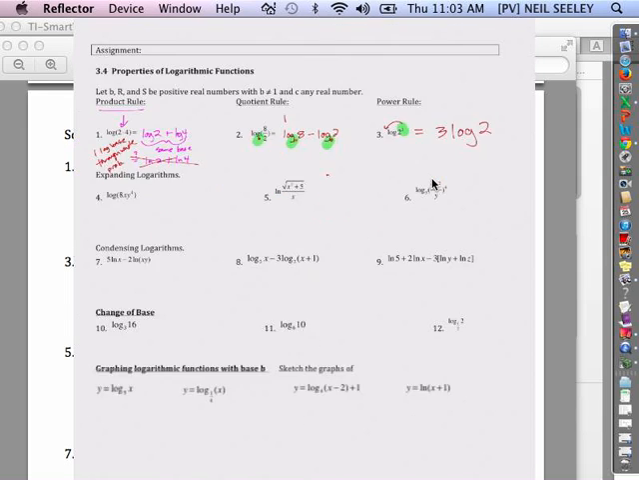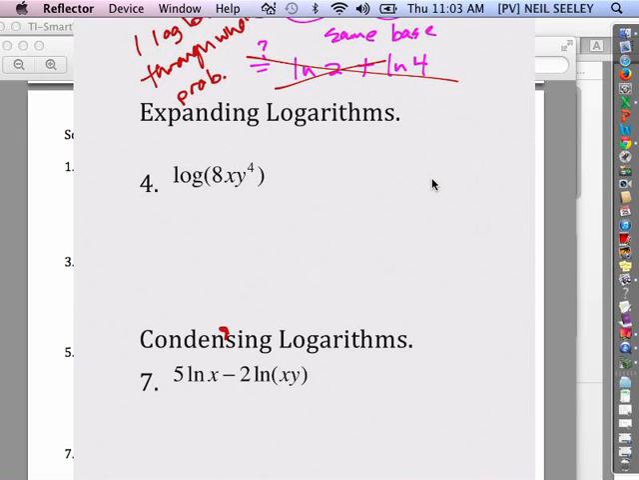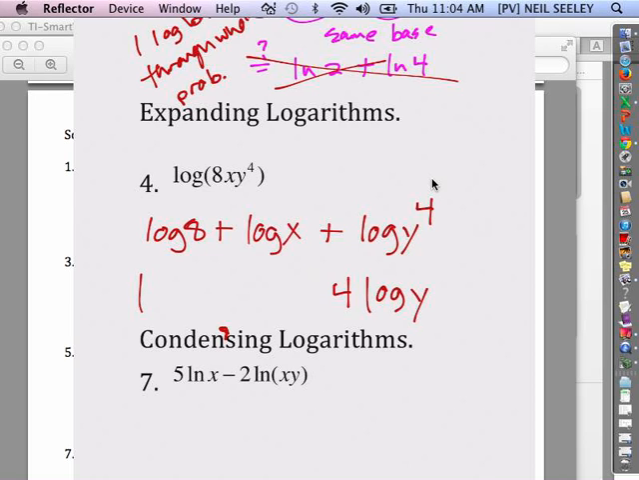Now, expanding logarithms, let's just take it to the hilt. This one's a bunch of multiplying in here. We're just going to apply all these rules. We got log of 8 times x times y to the 4th, so that's log of 8 plus log of x plus log of y to the 4th. Oh, but yes, you can apply 2 rules at once. So we're going to pull the 4 out of that one. 4 log y, and write the rest out. This is totally expanded. That means apply all possible log rules, please.